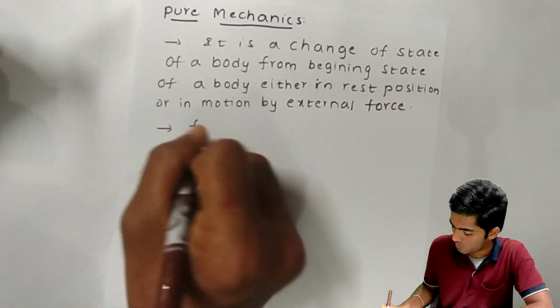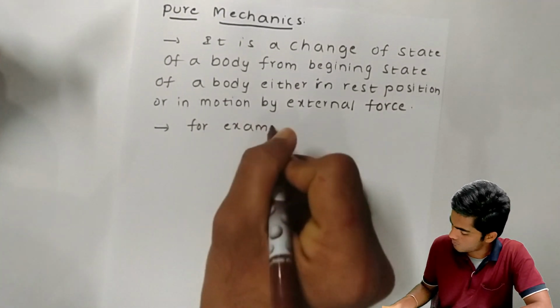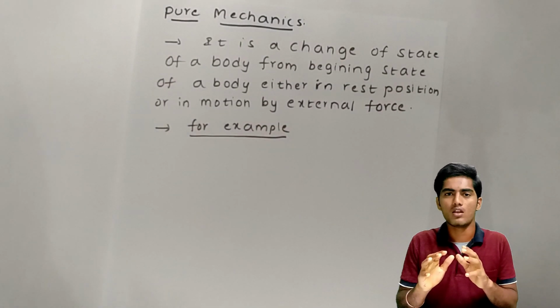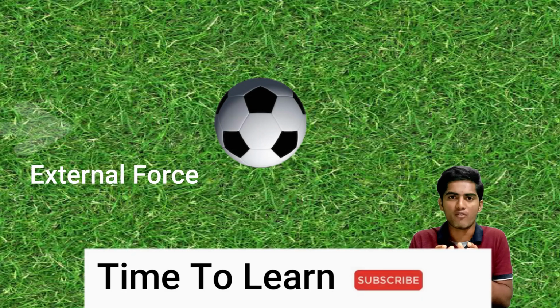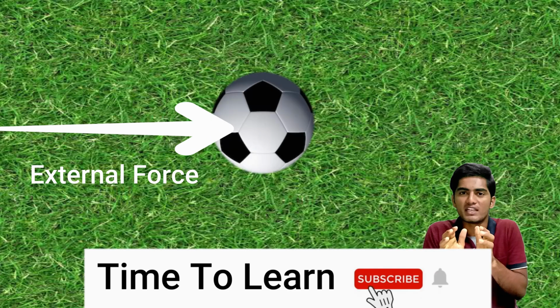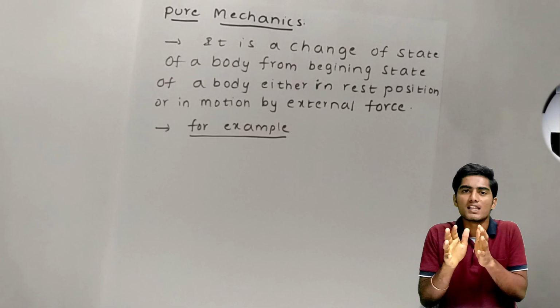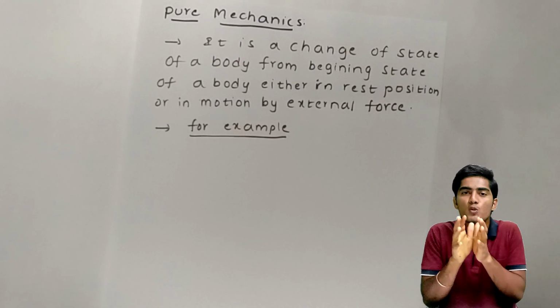For example, a body is in rest position. If we apply a force externally to the body in any direction, then the body goes to motion. This is the very good example of mechanics, pure mechanics.